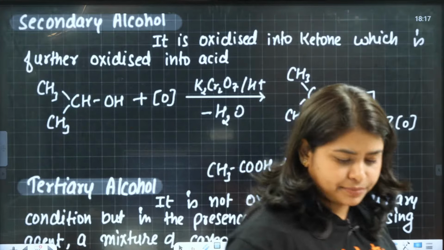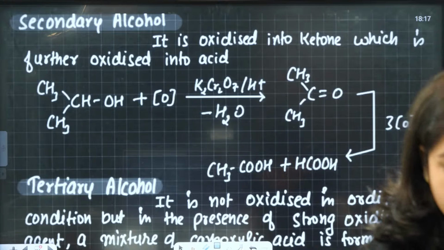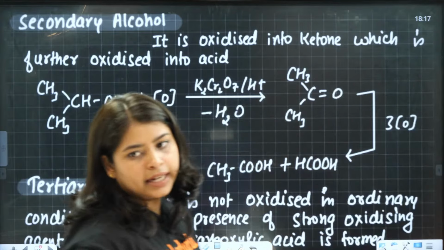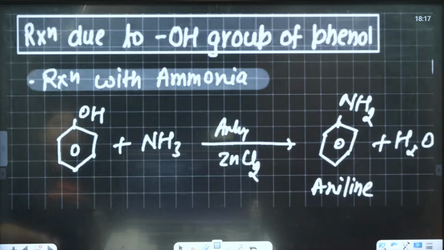Hi Akshay. Understood how easy it is to remember, right? Easy to remember, clear? Done. Next comes dehydration again. Sorry, it got repeated.